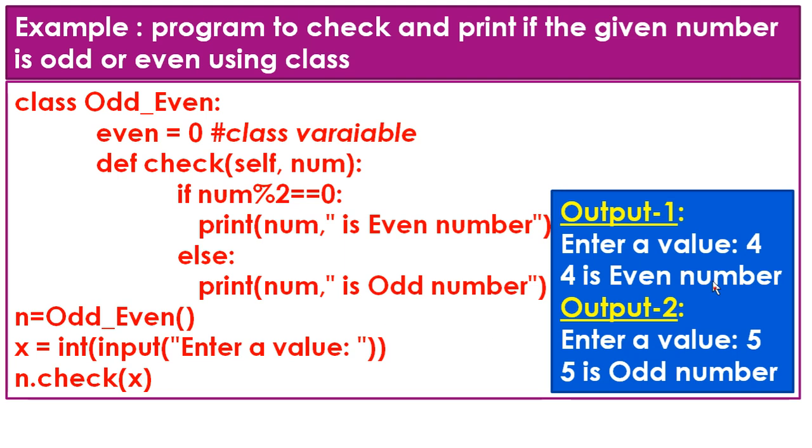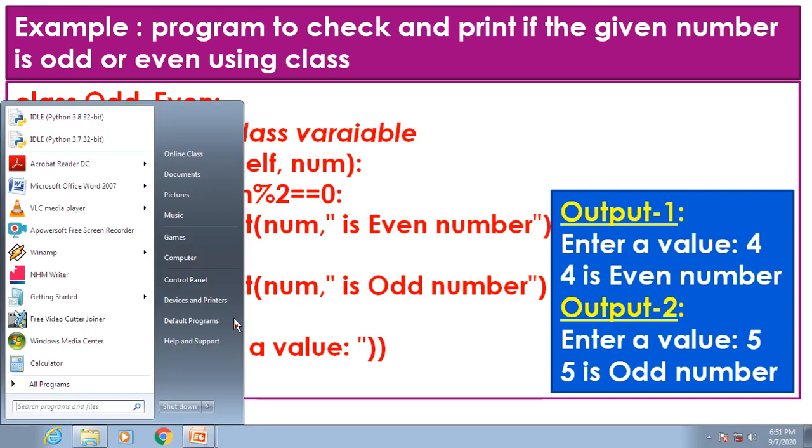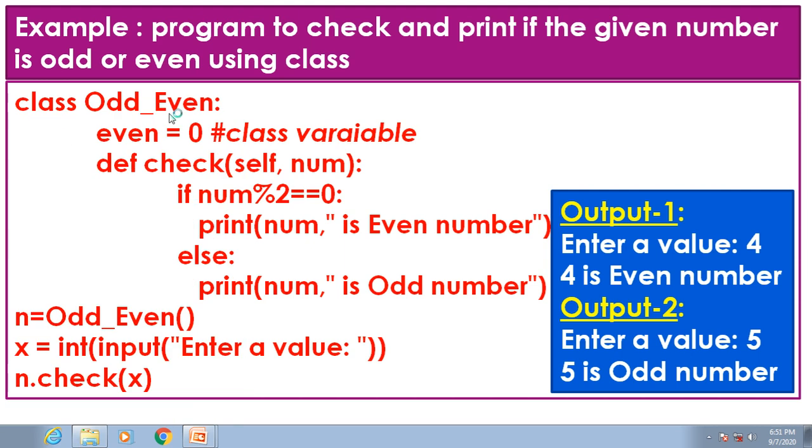When we enter the value 4, the 4 is passed to the check method as num. 4 modulo 2, the remainder is 0, so the condition is true and the true case is executed. Now the num value is 4, so 4 is even number. When we give the value 5, the else case works because the condition becomes false, so 5 is odd number. We are going to see this example using the IDLE window.